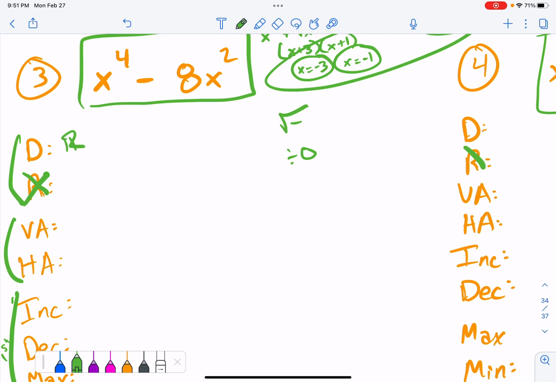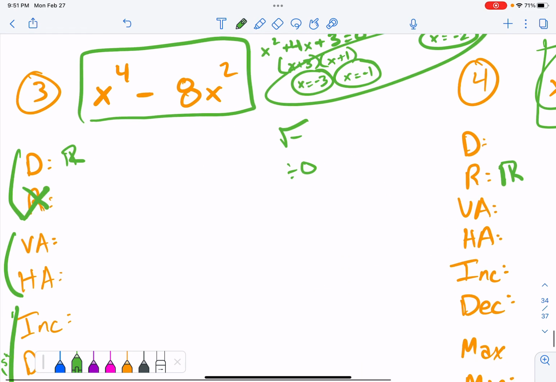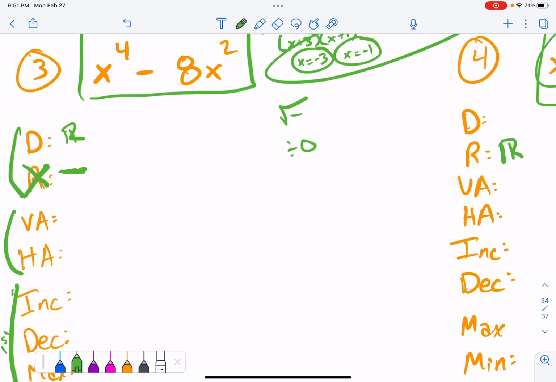I guess this one. This one is an x to the third power, so I know it goes up and down forever. So the range will be all reals for that one. But x to the fourth power could be a W, so I don't know how low he goes. For range, we're going to skip range, because you would have to graph it, or have the graph of it. There's no VA, there's no HA, so none of that.